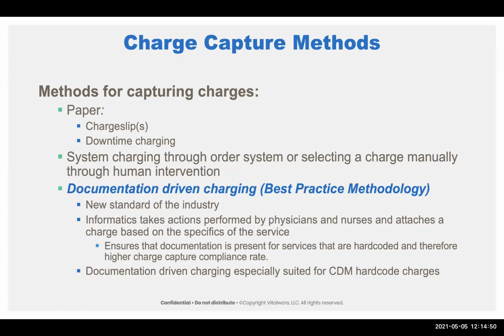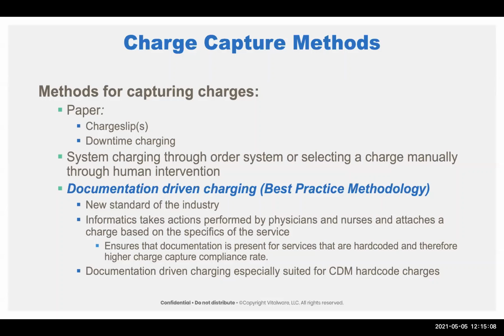System charging through an order system or selecting a charge manually involves human intervention. And if you have PRNers, or part-timers, they may not be very comfortable or understand how to pick the charge, and you may end up with the wrong charge.